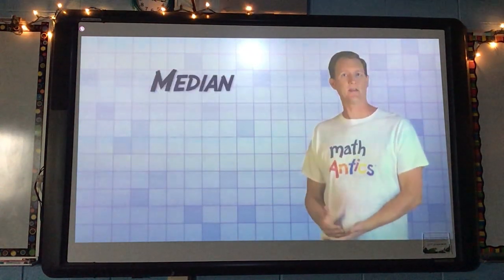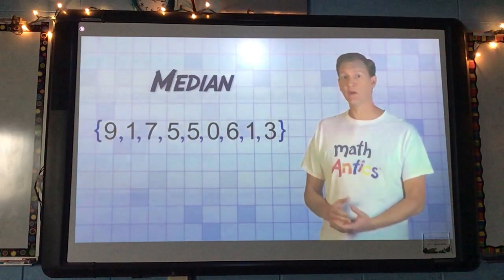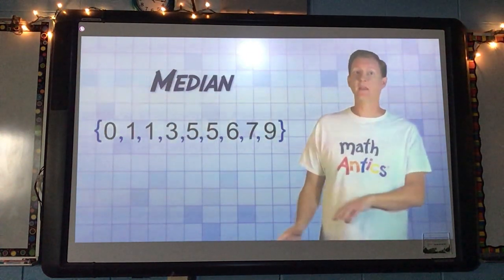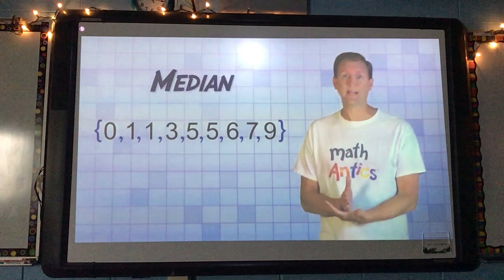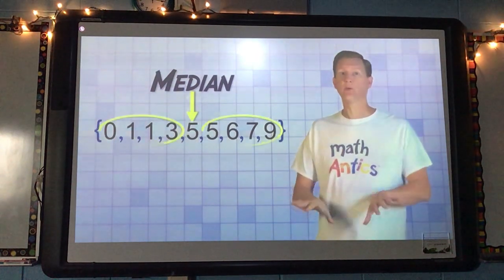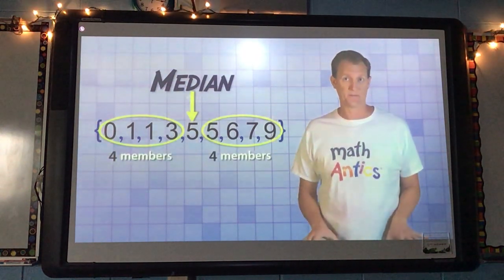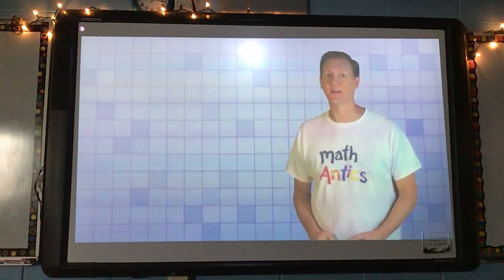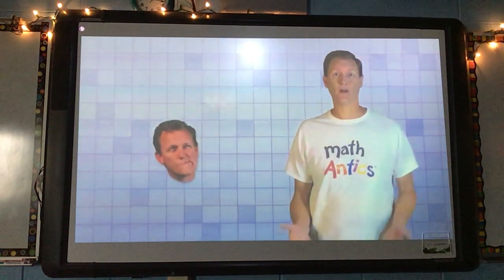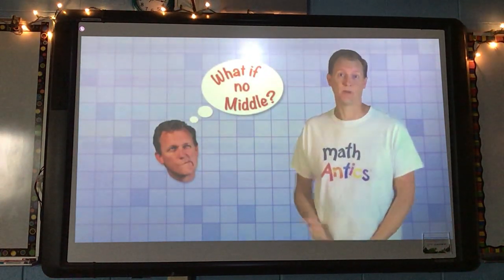So to find the median of a set of numbers, first you need to make sure that all the numbers are in order, and then you can identify the member that's exactly in the middle by making sure there's an equal number of members on either side of it. Okay, so far so good. But some of you may be wondering, what if a data set doesn't have an obvious middle member?